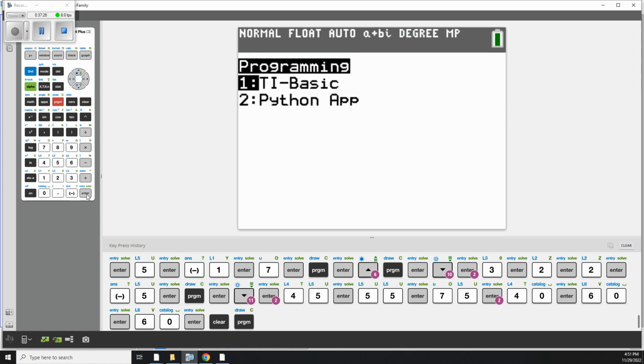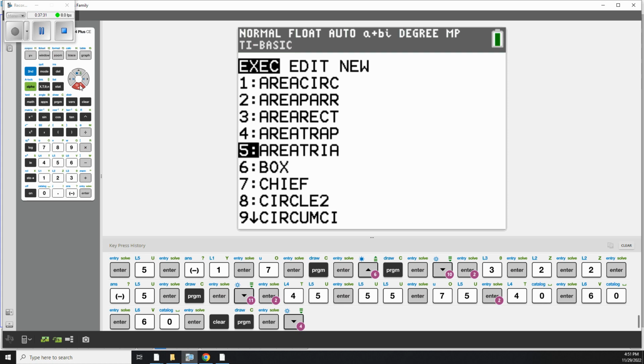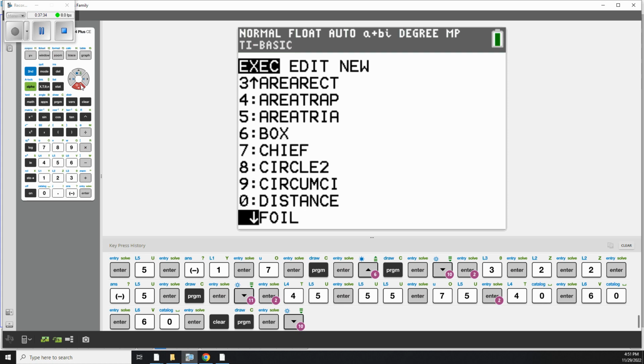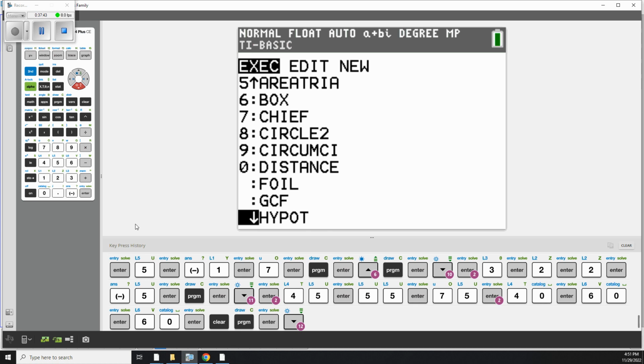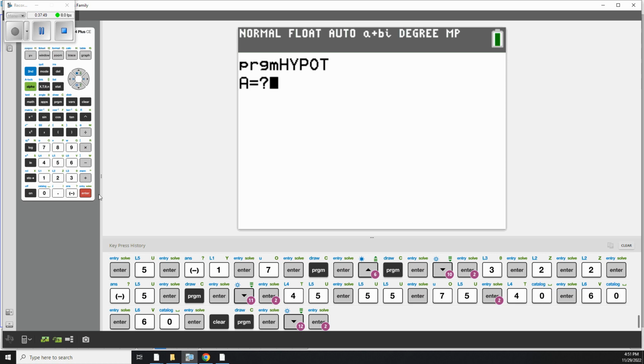I never go in order. I usually skip around, but I decided with the already problematic, I'm just going to stick with the order. What comes after GCF? Hypot. What do you think that does? It finds the hypotenuse. Give me an A. 20. That's a big leg. Give me another leg. 12. If the legs are 20 and 12, look at what it finds.